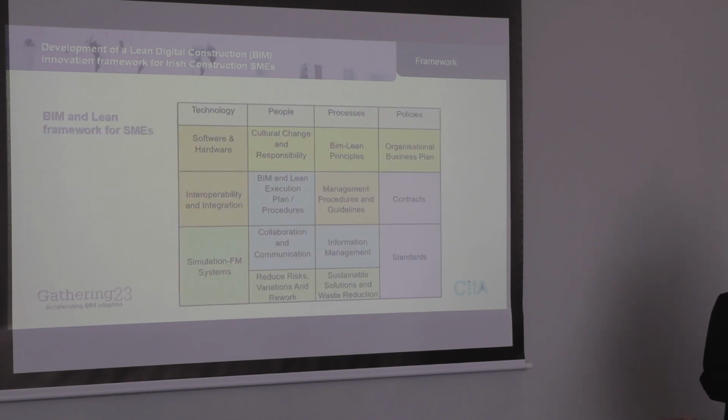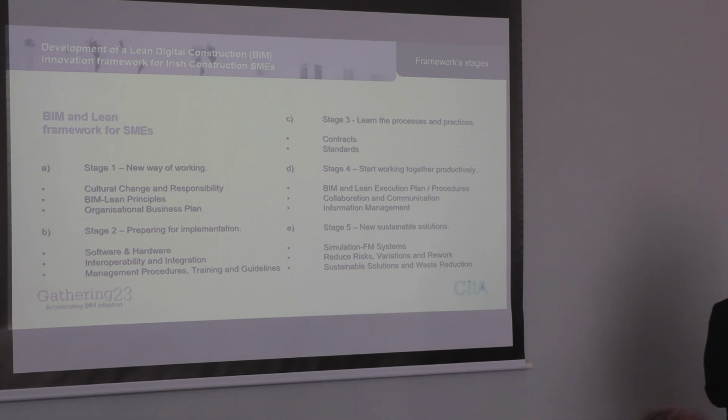So here is basically the first draft of our framework, and as you can see, the different colors show the different stages. So in order, you have to first complete the first stage in order to go forward with the rest. I don't have enough time to give a description for each of those, but I'm just going to mention the stages. So basically, stage 1 is everything that you need in order to start working with BIM and Lean and start working in a different way.